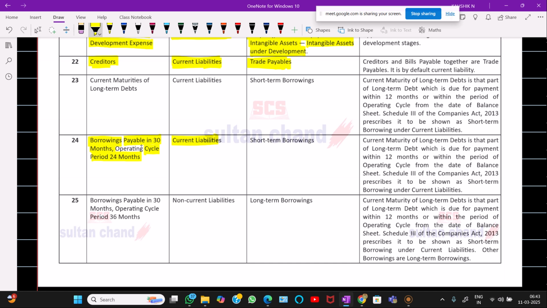Borrowings are liabilities payable in 30 months, but the operating cycle is 24 months. If the operating cycle is less than the payable period, they are called current liabilities. And what is the subheading? It comes under borrowing. So under current liability, it belongs to short-term borrowings.